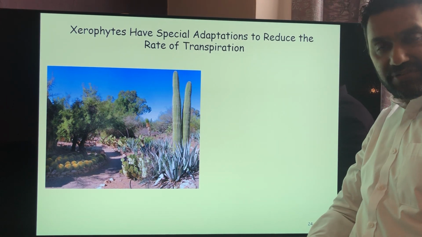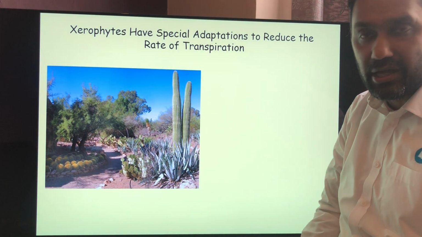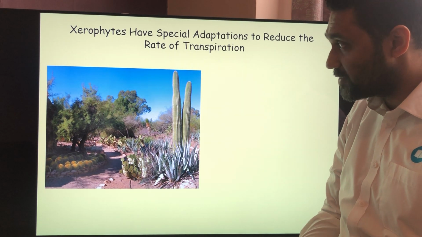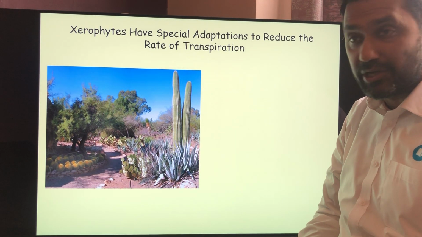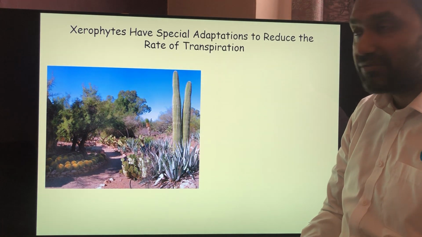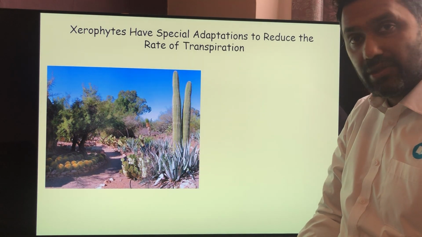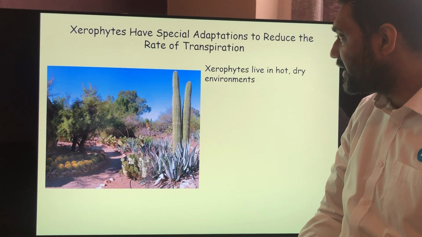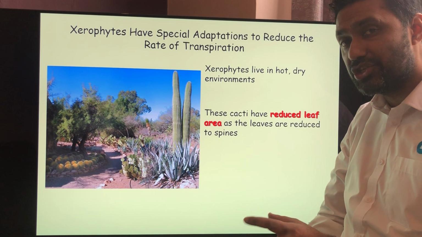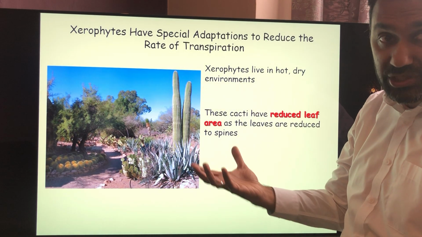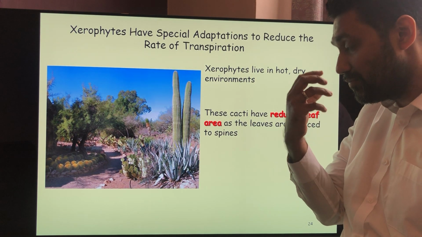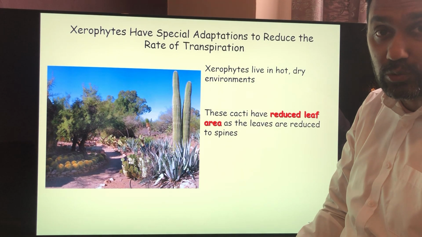Xerophytes then. Xerophytes, what are they? Xerophytic plants. These are special plants that have unique or special adaptations that limit and reduce the rate of transpiration. Your classic example of that is the cactus. Living in conditions that are very harsh, where there's limited water, they don't want to lose the water that's going through them.